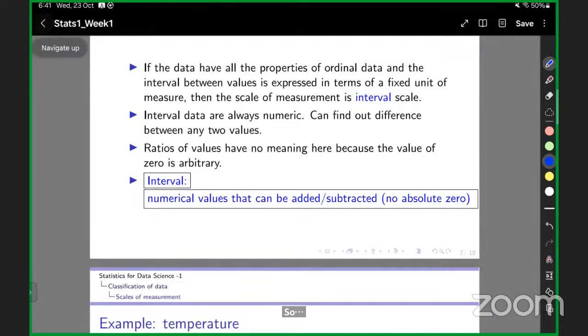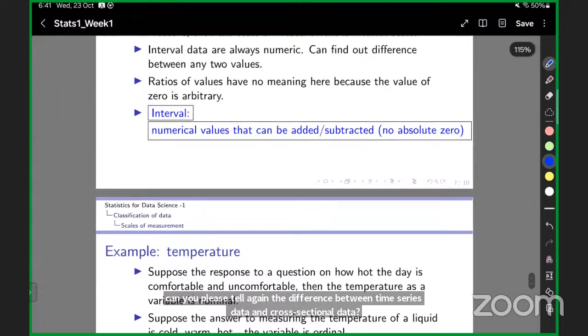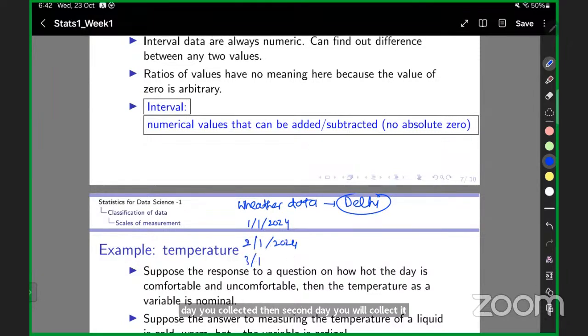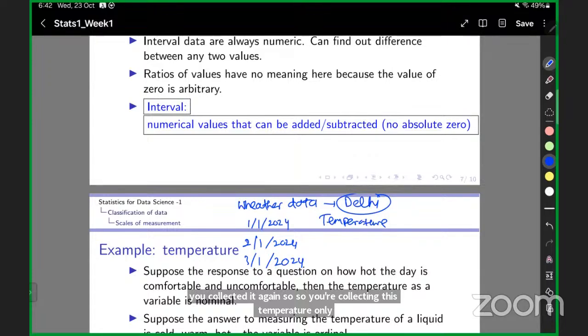Can you please explain again the difference between time series data and cross-sectional data? Time series is the data which we collect over a period of time. Weather data is collected over a period of time. We collect today, tomorrow, but we are collecting the same thing, same place, same instrument. Let's say you're collecting about a city, Delhi, every day. First day you collect, then the second day, then the third day. You're collecting only temperature on all the days. This is the kind of data which is time series.